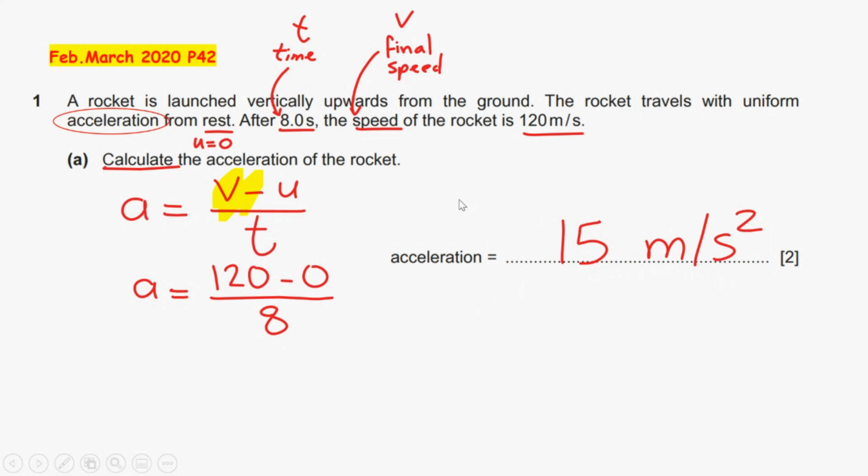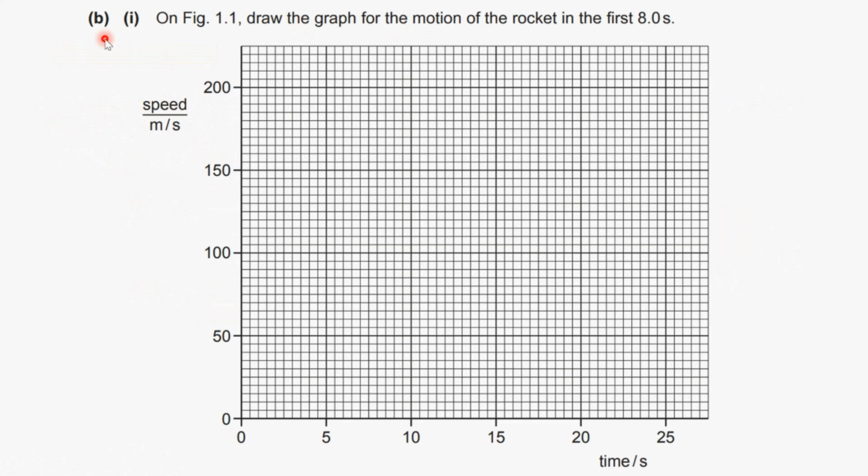So 1 mark for showing the mathematical formula and the substitution, and 1 mark for the correct answer with the unit. For part B, on figure 1.1, draw the graph for the motion of the rocket in the first 8 seconds. 8 seconds, which is the time taken, is symbolized by the letter T.